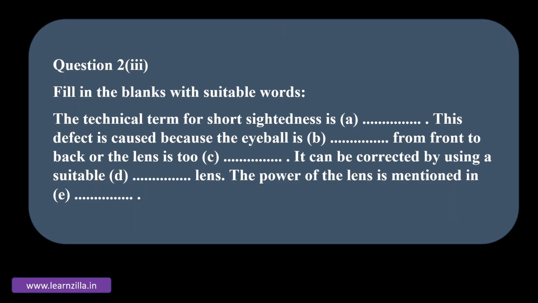Next question is, fill in the blanks with suitable words. The technical term for short-sightedness is myopia. This defect is caused because the eyeball is lengthened from front to back or the lens is too curved. It can be corrected by using a suitable concave lens. The power of the lens is mentioned in minus. Hope you are clear with the answers. This is from the sense organs chapter on the structure and the correction of eye defects, right?